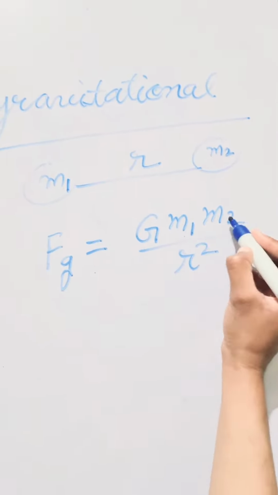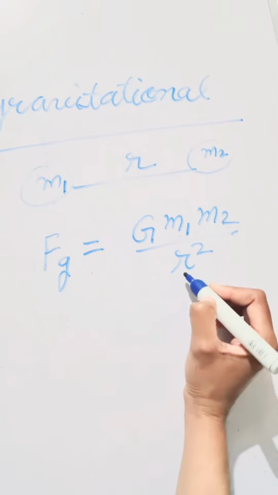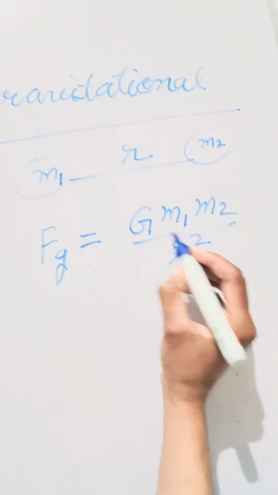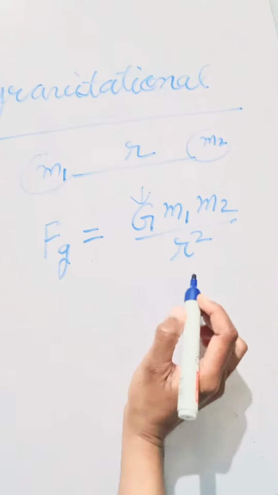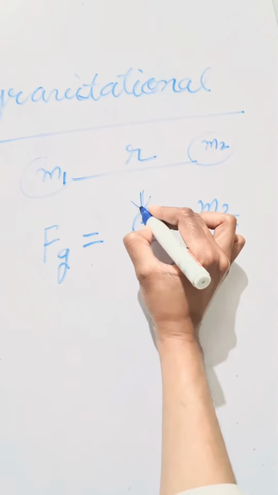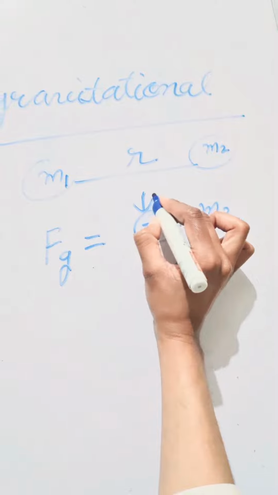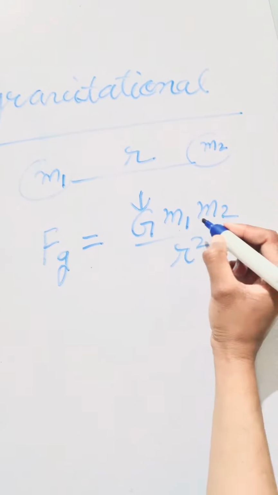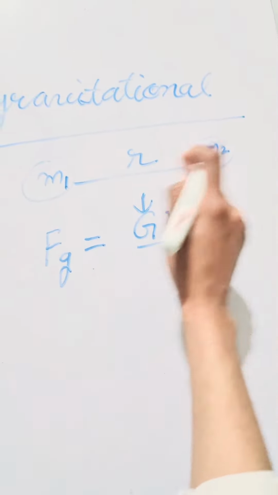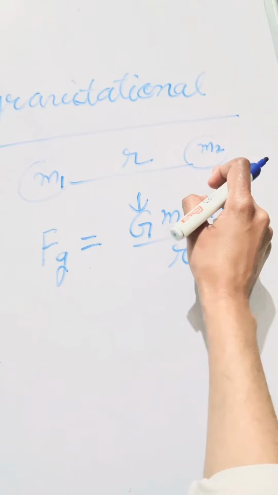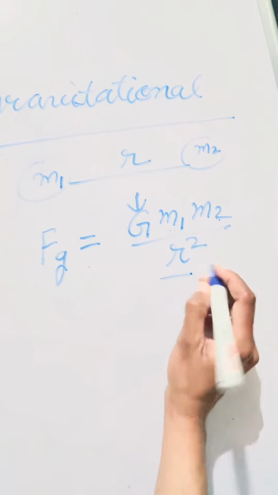Here m1 and m2 are the masses of the two bodies, r is the distance between them, and G is the gravitational constant. So you can see G is the gravitational constant, so it has a constant value. The masses m1 and m2 of the two bodies are not changing, they are constant. r is the distance.